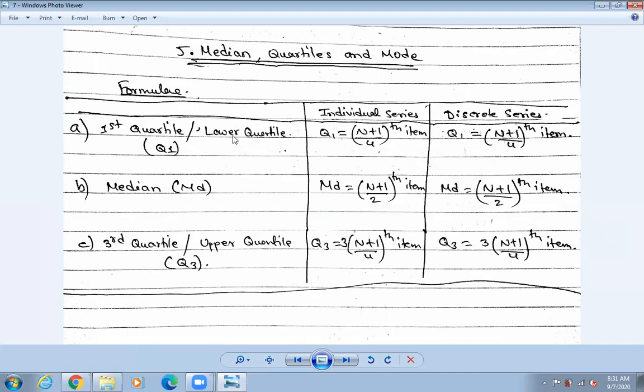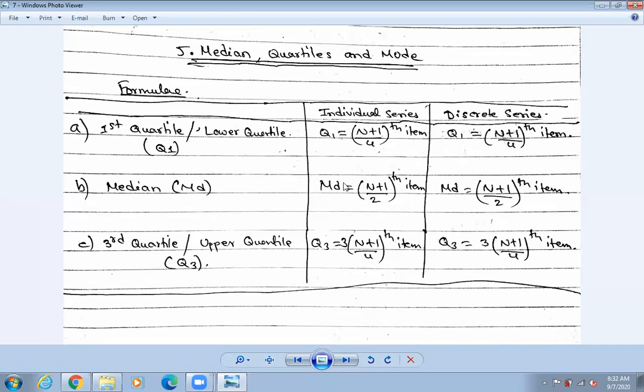So first quartile, lower quartile. We only studied median in class 8, right? So we have learned this one also. What is the first quartile, the lower quartile? It is Q1. Lower means small, and small means 1: 1, 2, 3. That means lower is 1. Median is the second quartile.